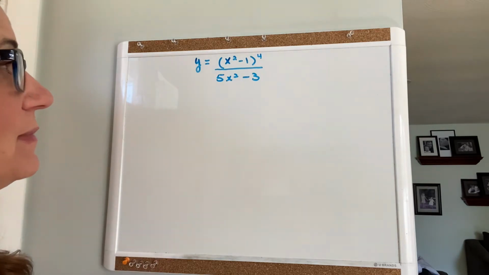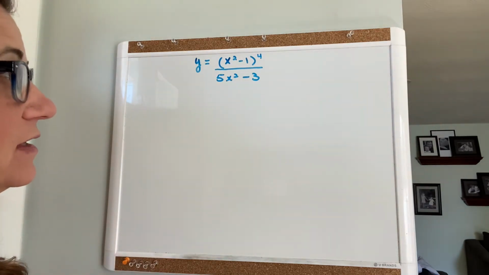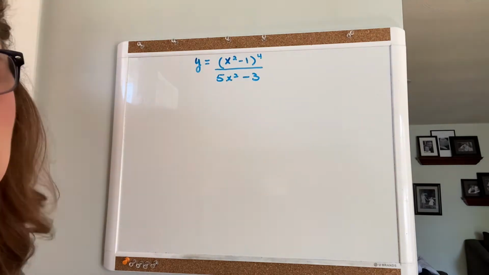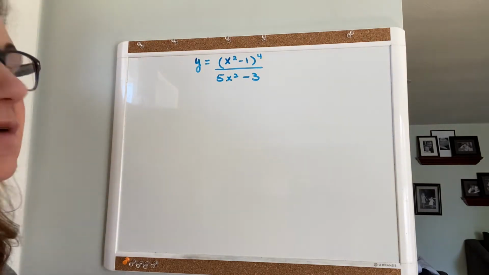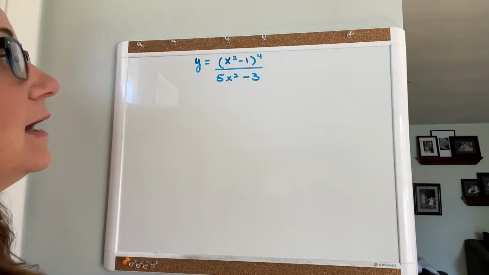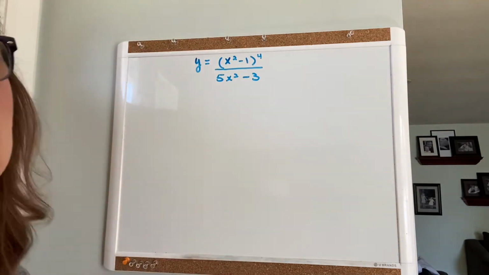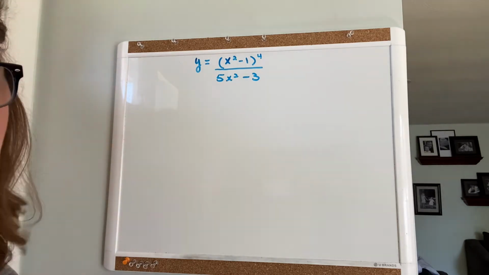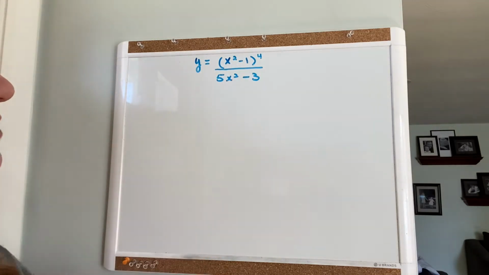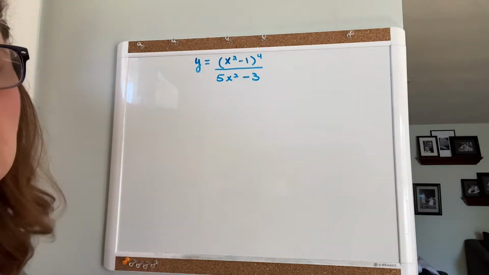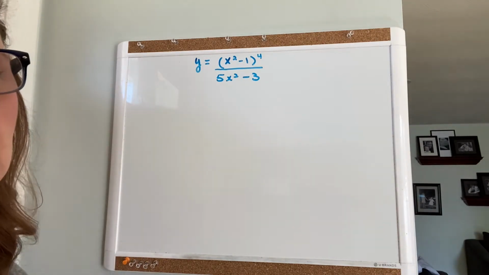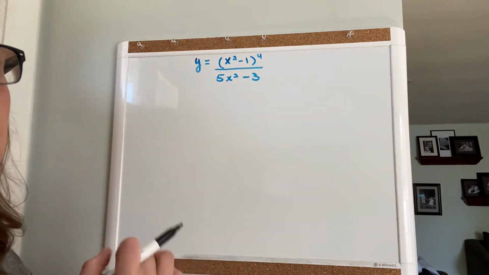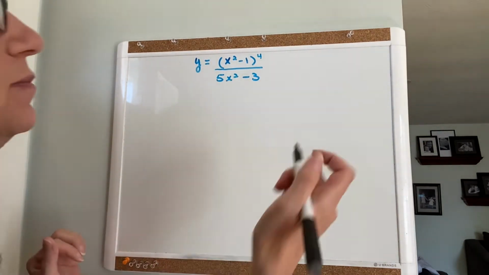So for this problem, I'm asking you to find the first derivative. And again, just like the last one, I want you to recognize that you have multiple rules combined within one problem. First and foremost, I want you to see this as a division problem. You have a numerator and a denominator, so you need the quotient rule. And because you have a polynomial raised to a power, you now have the chain rule within the quotient rule.